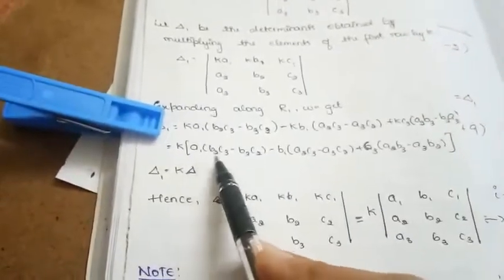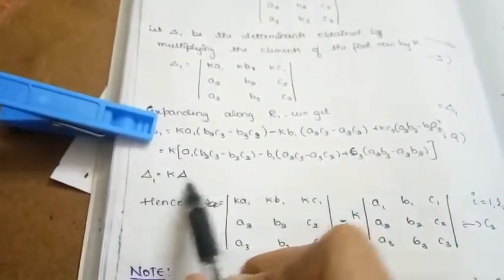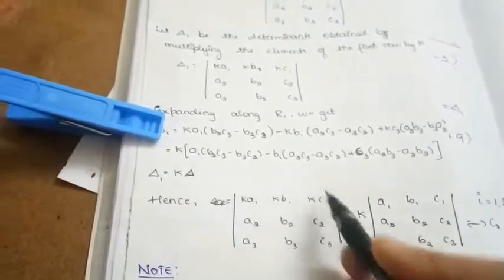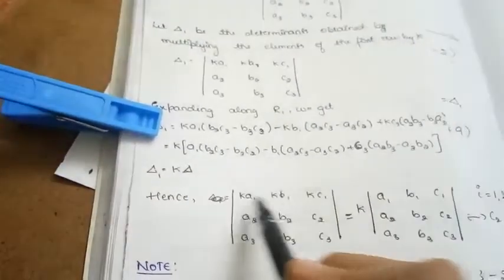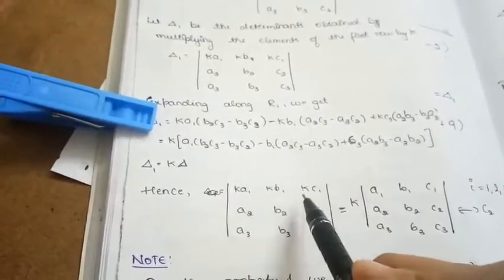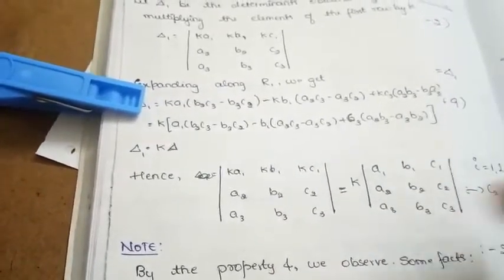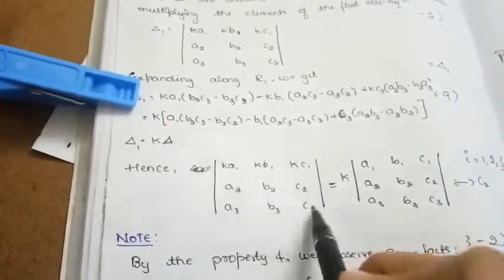That is nothing but a1, b2, b3, b3, c2, which can be seen now by direct observation itself, so I didn't expand it here. So you can clearly observe here delta 1 is equal to k times the delta. Hence I can write that k times, that is multiplied k, to each and every element, that is nothing but k times the determinant. Okay, so that is what they are saying here.